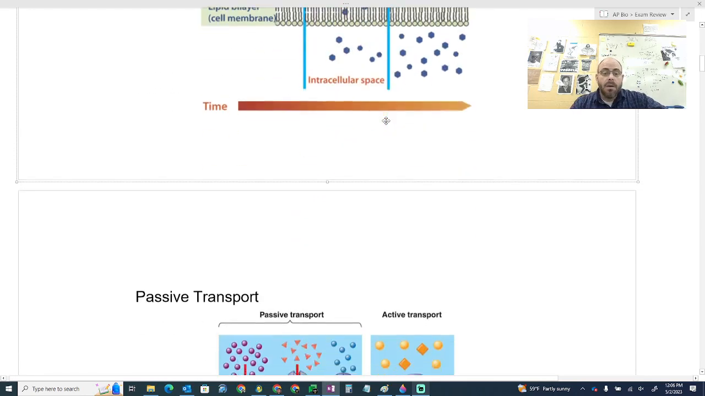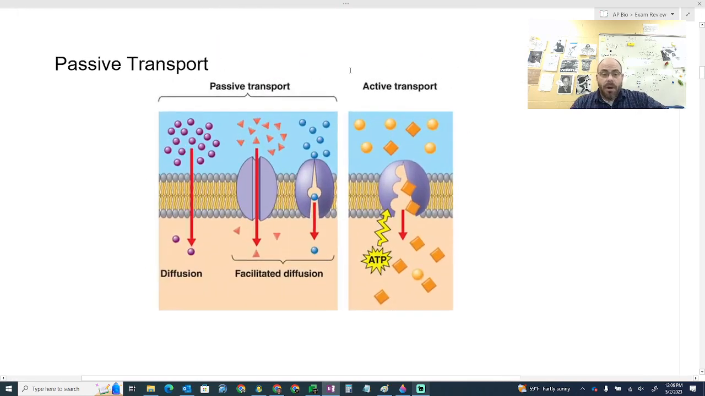Well, the movement of those particles across a semi-permeable membrane that does not require energy is called passive transport. Again, the key element here for passive transport is that transportation is happening without the use of energy. The movement of those particles from a high concentration to a low concentration is just simply called diffusion. This is the movement of any particle from a high concentration to a low concentration.